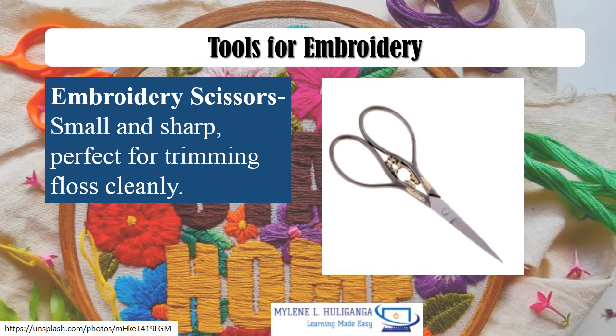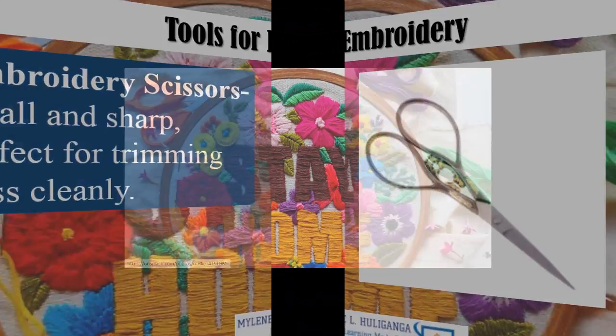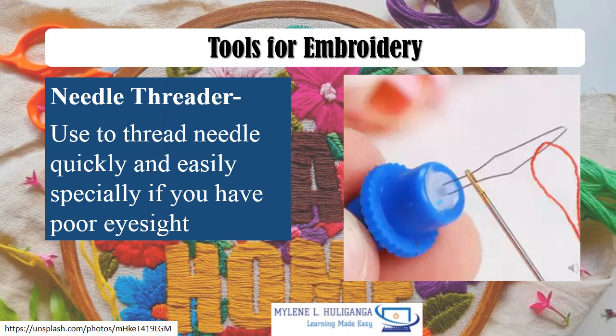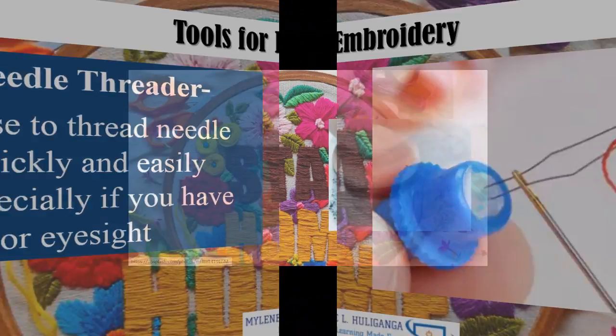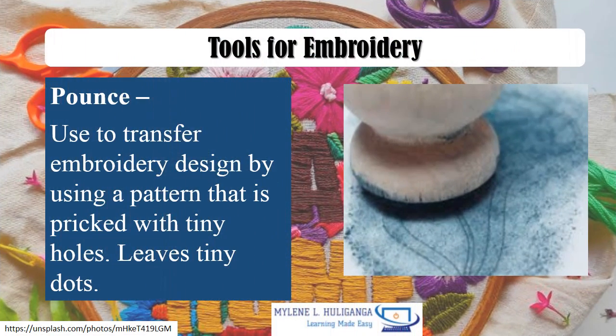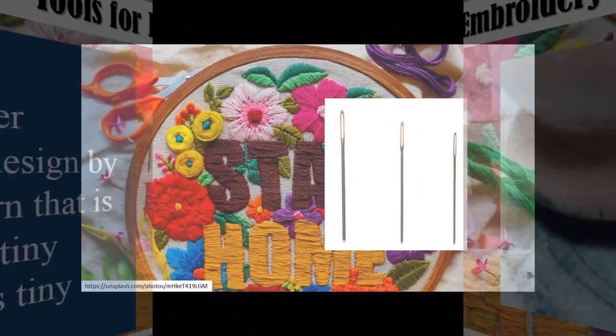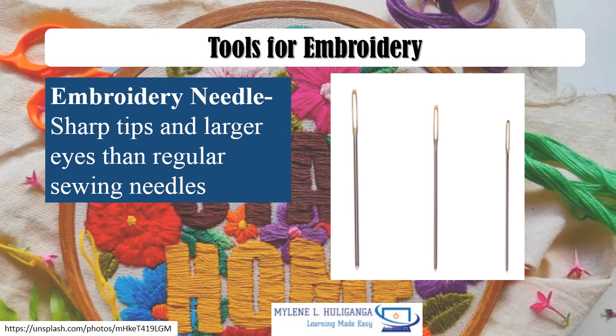Embroidery scissors. It is a small and sharp scissor, perfect for trimming floss cleanly. Needle threader. It is used to thread needle quickly and easily, especially if you have poor eyesight. Pounce. It is used to transfer embroidery design by using a pattern that is pricked with tiny holes. It leaves tiny dots. Embroidery needle. It has a sharp tip and larger eyes than regular sewing needles.